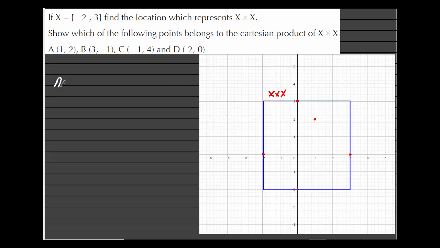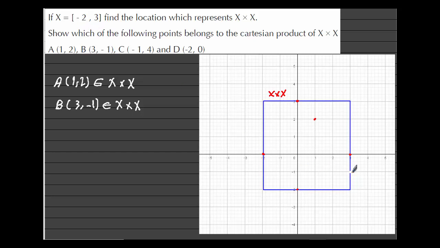1 and 2, the point A, belongs to X multiply X. 3 and -1. Start from 0. 3 and -1, here. Yes, you can say that the point B of coordinates 3 and -1 belongs to X multiply X. It is a closed interval. Okay, so it contains -2 and also contains 3.